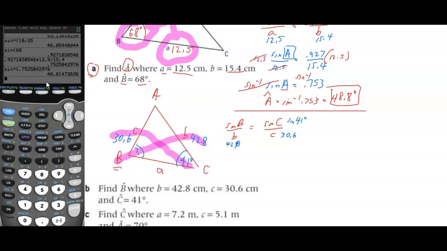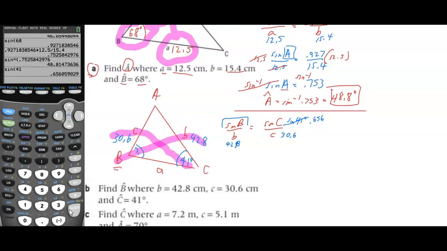Okay, so now let's simplify sine of 41 degrees. We can do that on the calculator. Sine of 41 is 0.656. And so now we would like to isolate capital B, but first we'll just need to isolate sine of capital B.